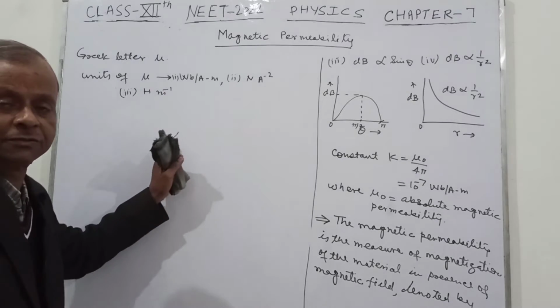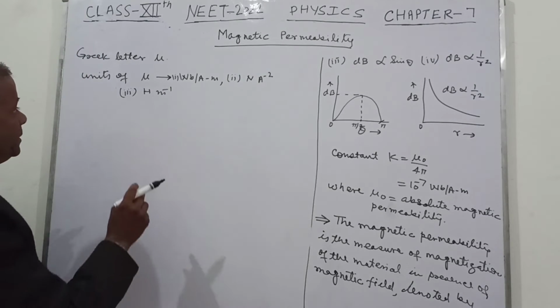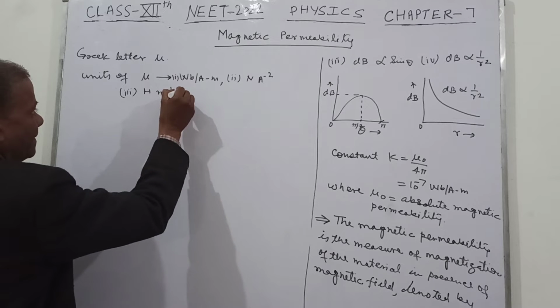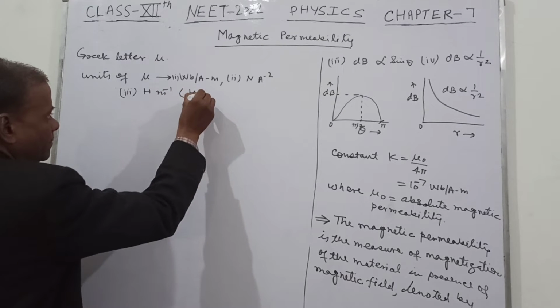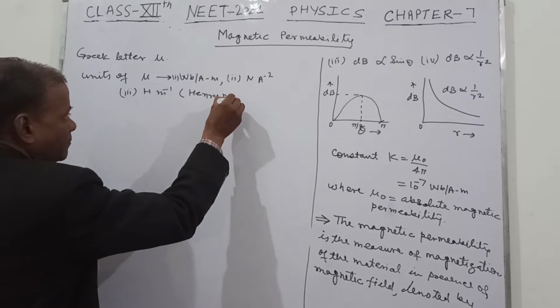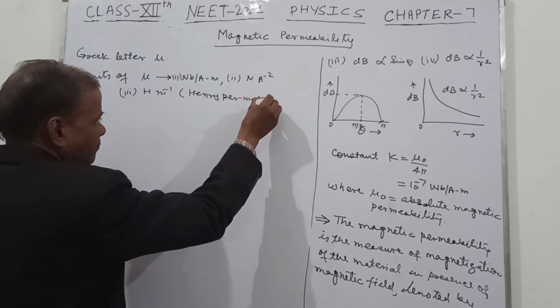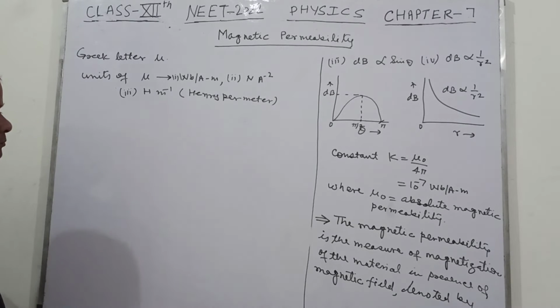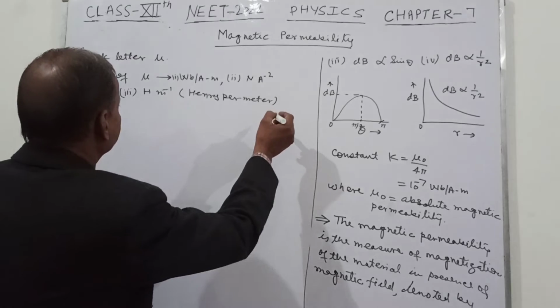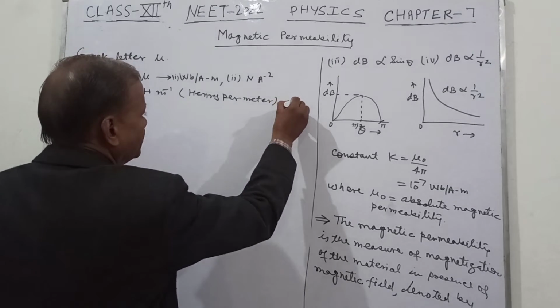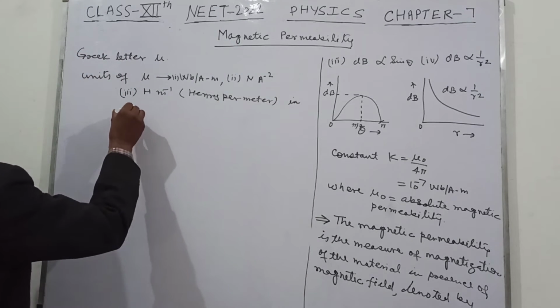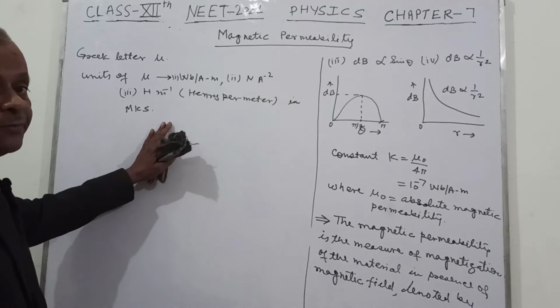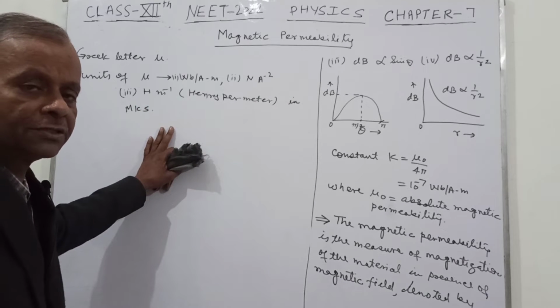Henry per meter. H for Henry. These are the units in MKS. In series its value is equal to 1, so we are not concerned with that one.